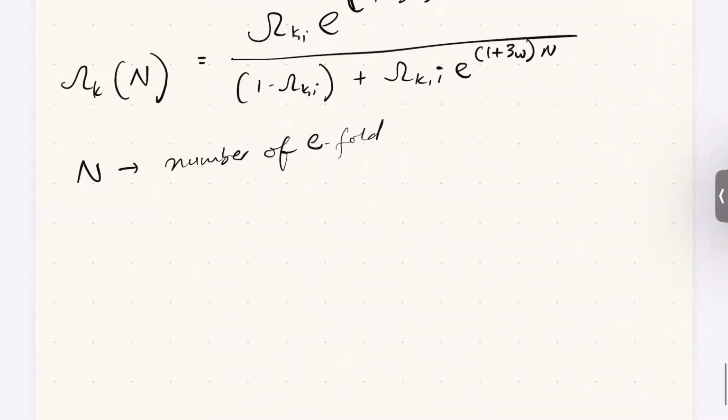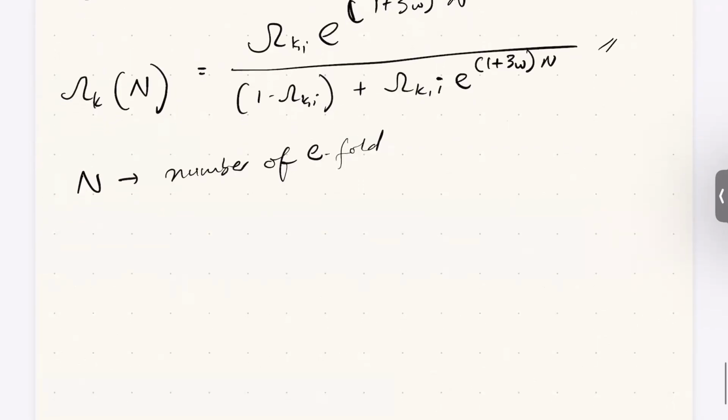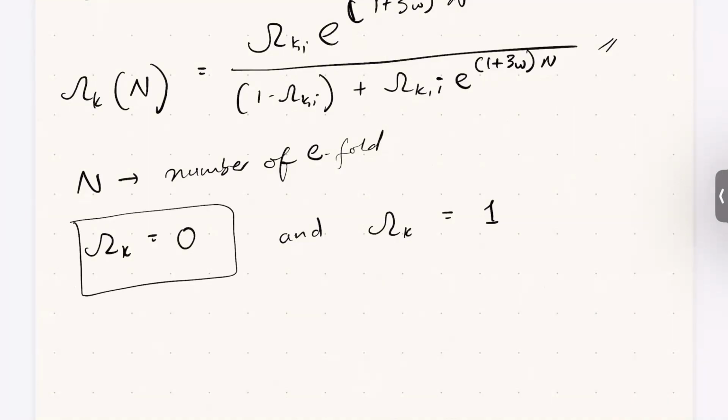Okay. Now, this particular expression over here has two fixed points. Maybe it's not explicit from here, but once you work it out, you will see that two fixed points exist at omega k equals 0 and omega k equals 1. Okay. Now, for people who have not done cosmology, maybe this is not very apparent. But if omega k equals 0, that means the curvature contribution to the energy density is negligible, 0. Right? That means the universe is flat. Right?